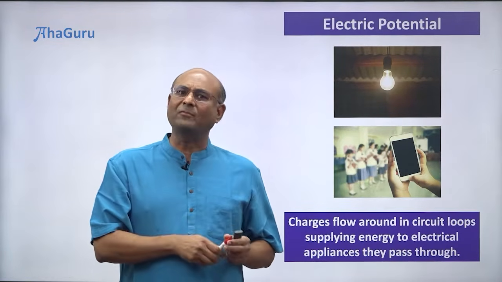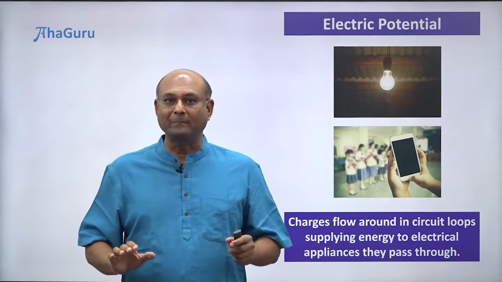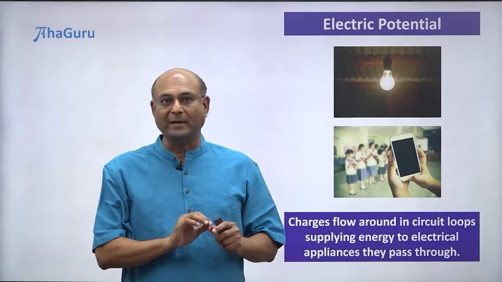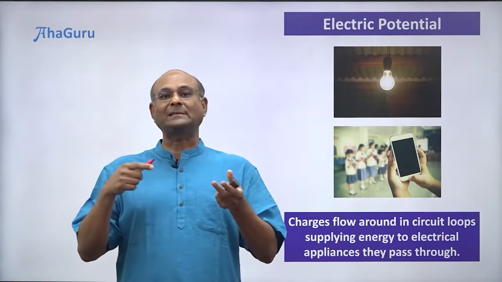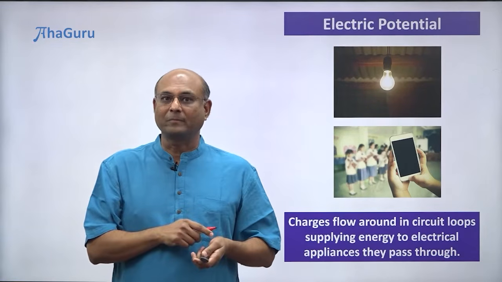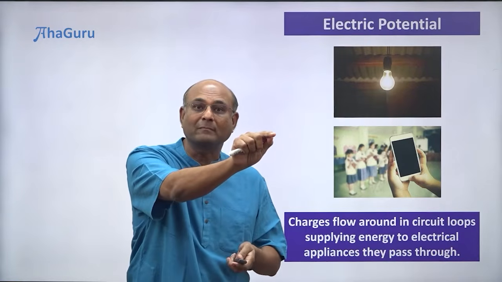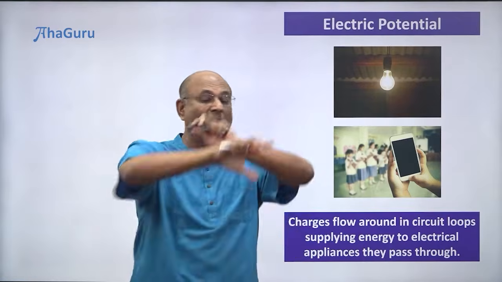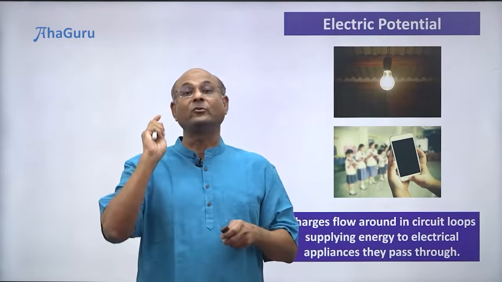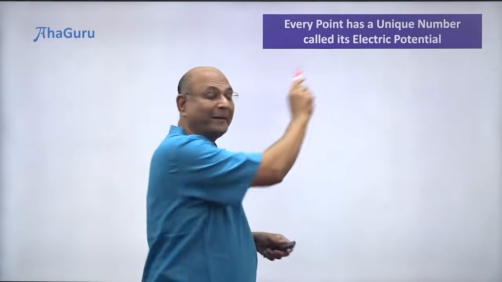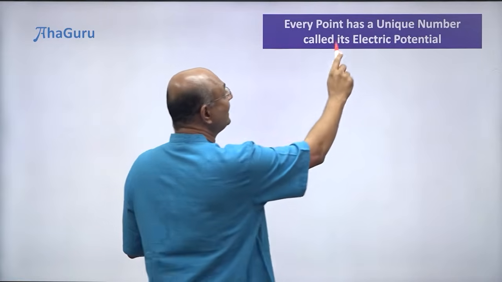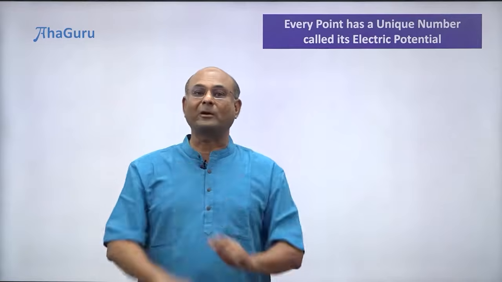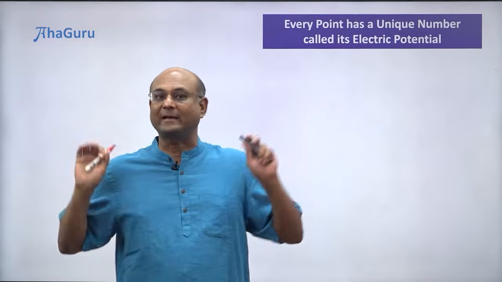What is this idea of electric potential? It's a very simple idea. Every point in the universe has an electrical number. This electrical number we call its electric potential. This point has a number, that point has a different number, this point has a different number. All around us, every point has a unique number. So this statement, every point has a unique electrical number called its electric potential, is probably the most important statement in the whole of electricity.